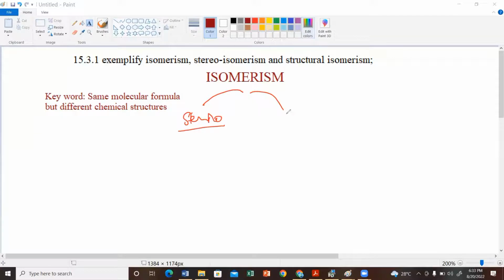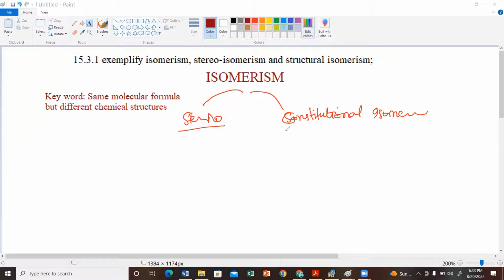But if the connectivity would be different, they are known as constitutional isomers. Constitutional isomer. Now, what does it mean? Constitutional isomers have different types of connectivity.